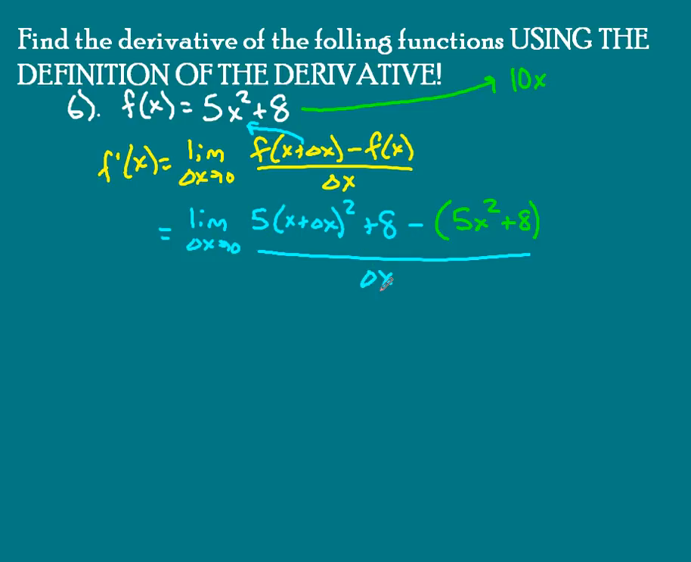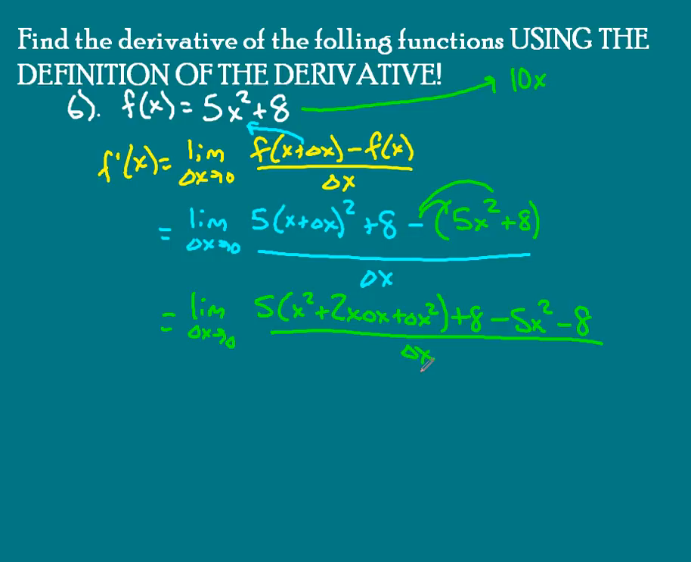From here I'm just going to try to, again, simplify the top and expand it as much as possible. So to do that, this x plus delta x squared, like we did in the last problem, it'll be x squared plus 2x delta x plus delta x squared. You have a plus 8, and I'm going to distribute this negative through to get minus 5x squared and minus 8. Again, all over delta x. If you can combine steps, then go right ahead and do it. Distribute the 5 through, 5x squared plus 10x delta x plus 5 delta x squared. Keep the rest of it there. Still divided by delta x.